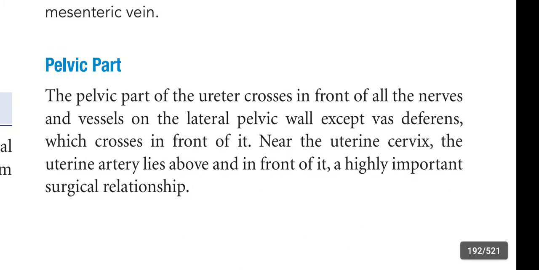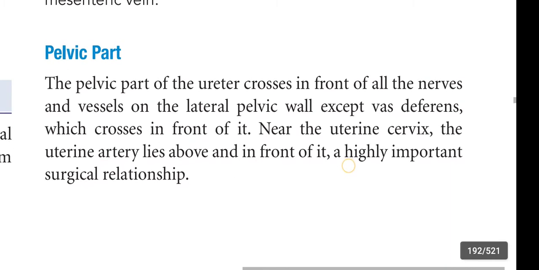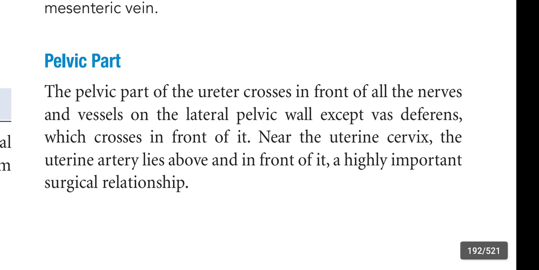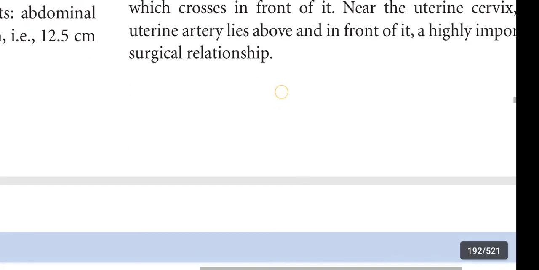Next, pelvic part. The pelvic part of the ureter crosses in front of all nerves and vessels on the lateral pelvic wall, except the vas deferens, which crosses in front of it. Near the uterine cervix, the uterine artery lies above and in front of it, a highly important surgical relation.